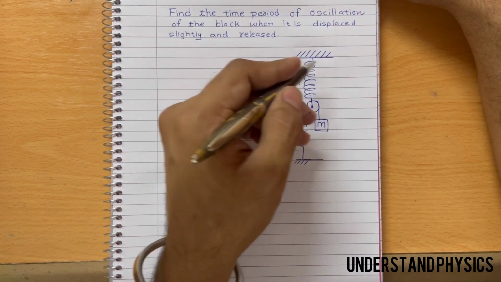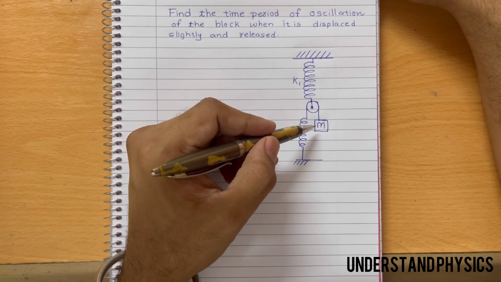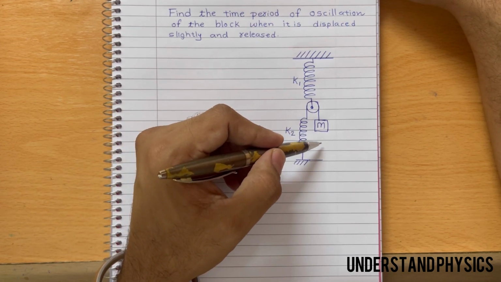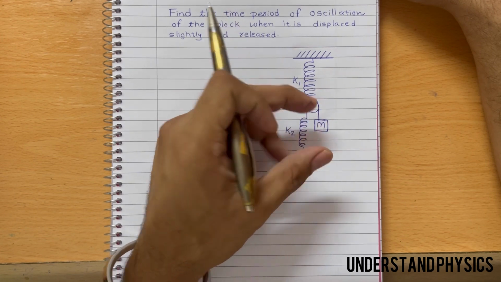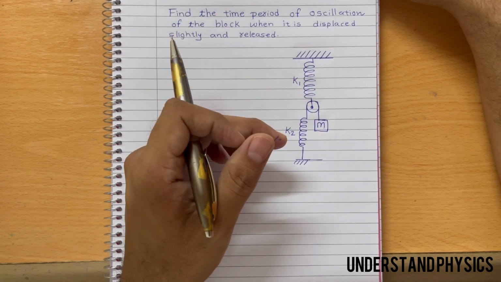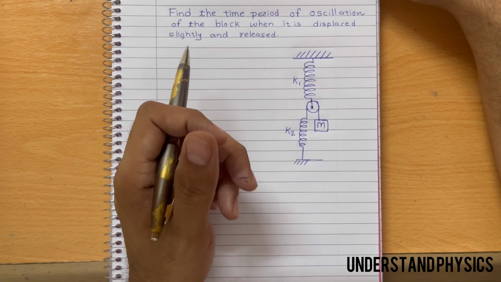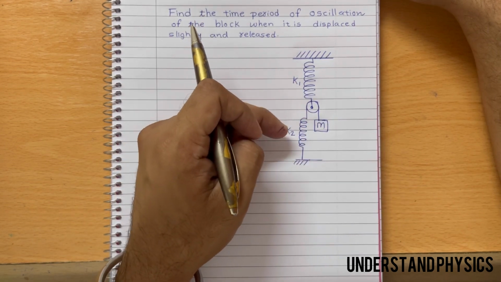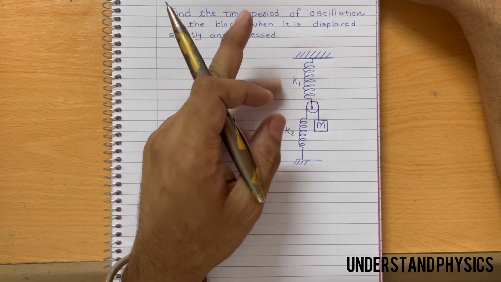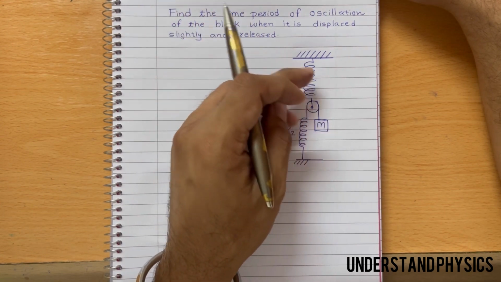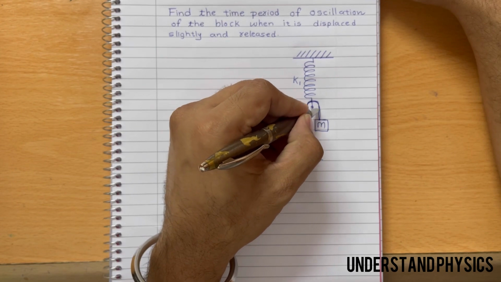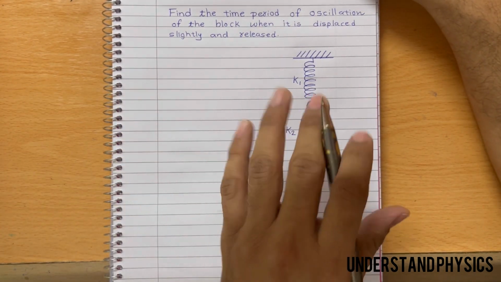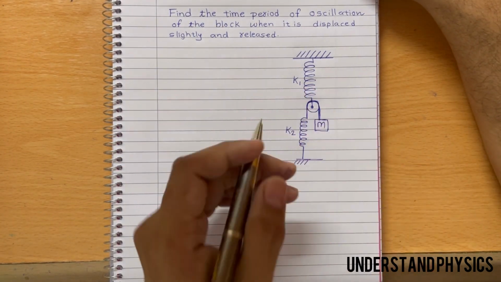Okay, look at this diagram very carefully. This M block is slightly displaced and let go. Suppose I take this M block downward and leave it, you can visualize that this M block will oscillate. So we have to find out the time period of this oscillation. These two springs, K1 and K2, are massless, even the pulley is massless, and the string is also massless. Here one string is there, right? This one. Even the string is massless. So let's see how to approach such questions.